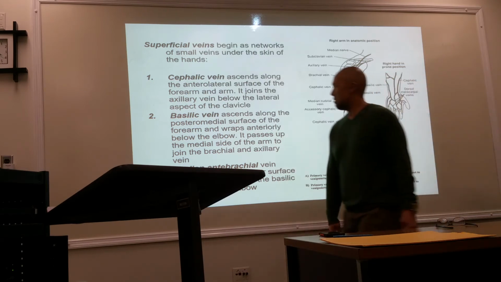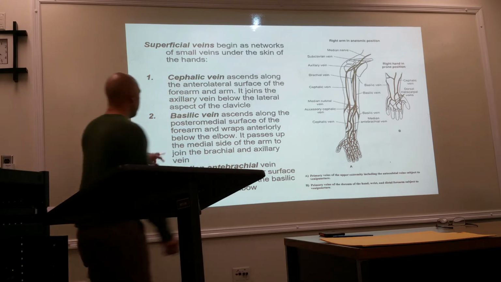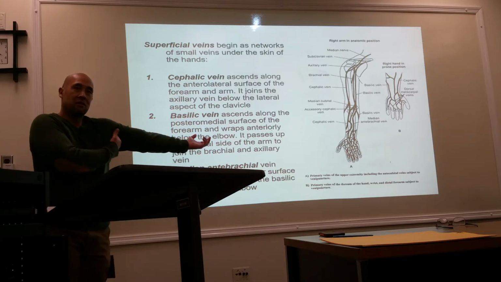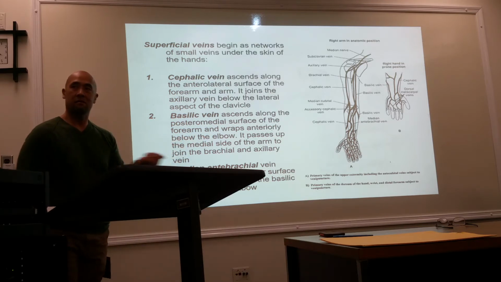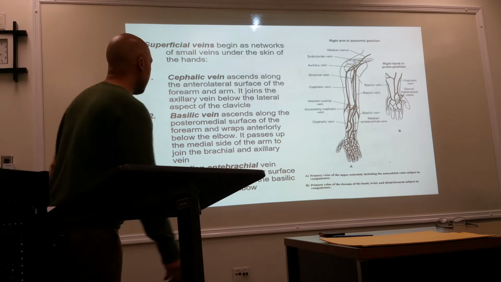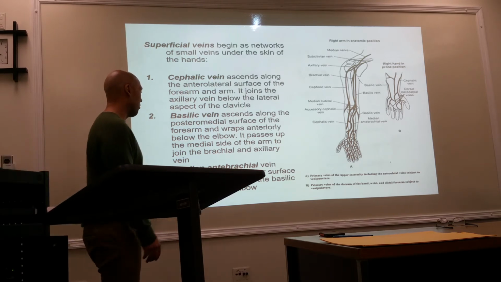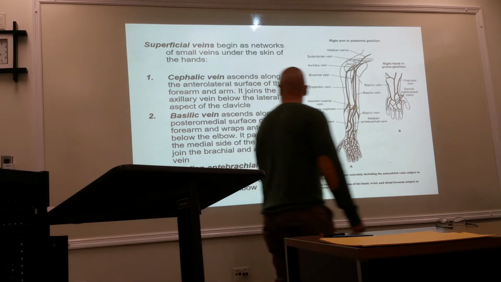Okay? And it passes up the medial side of the arm to join the brachial and also the axillary vein. Now we're talking about the armpit. Okay? The median antebrachial is the vein that ascends on the anterior surface of the forearm to join with the basilic vein below the elbow.